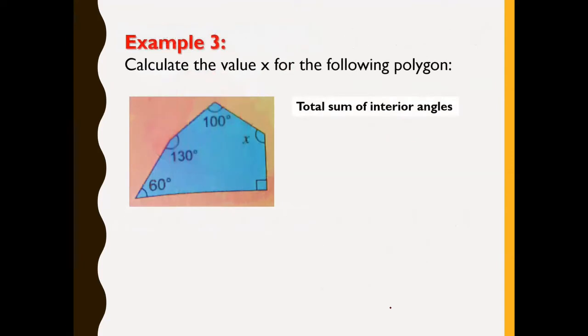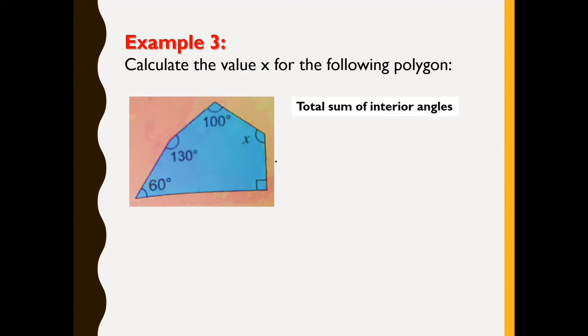So, another question. Let's see together. Calculate the value of x for the following polygon. The total sum of the interior angles is (n minus 2) multiplied by 180 degrees. Based on the diagram here, we know that this is a pentagon.